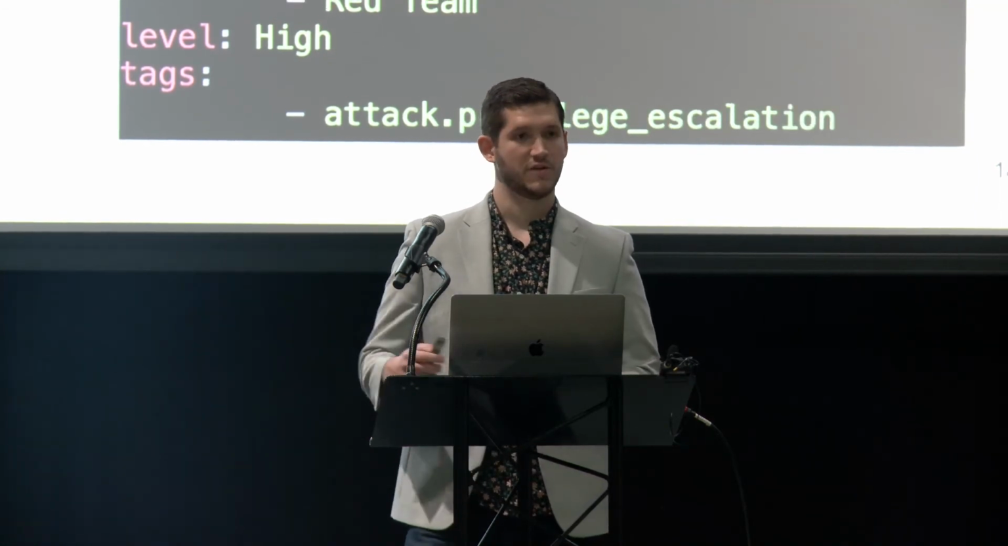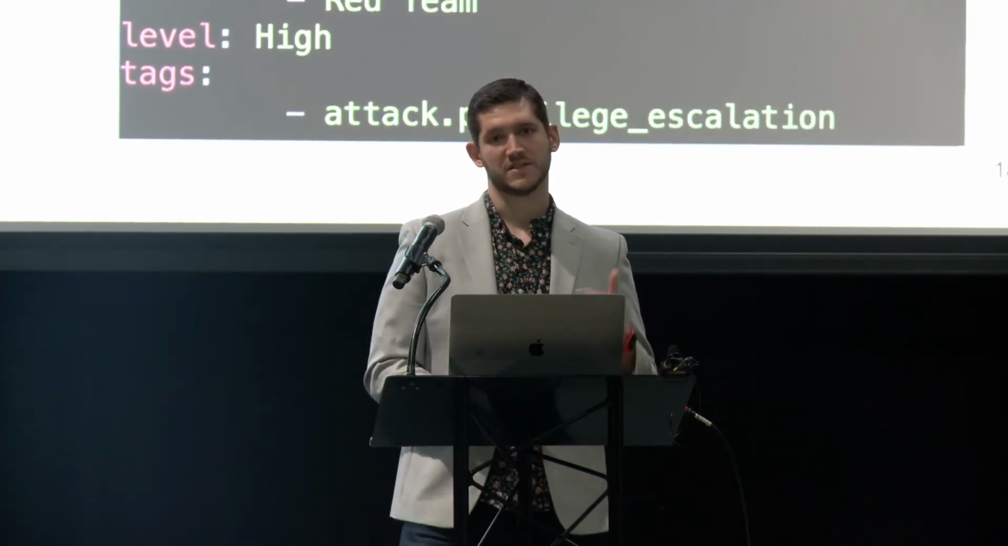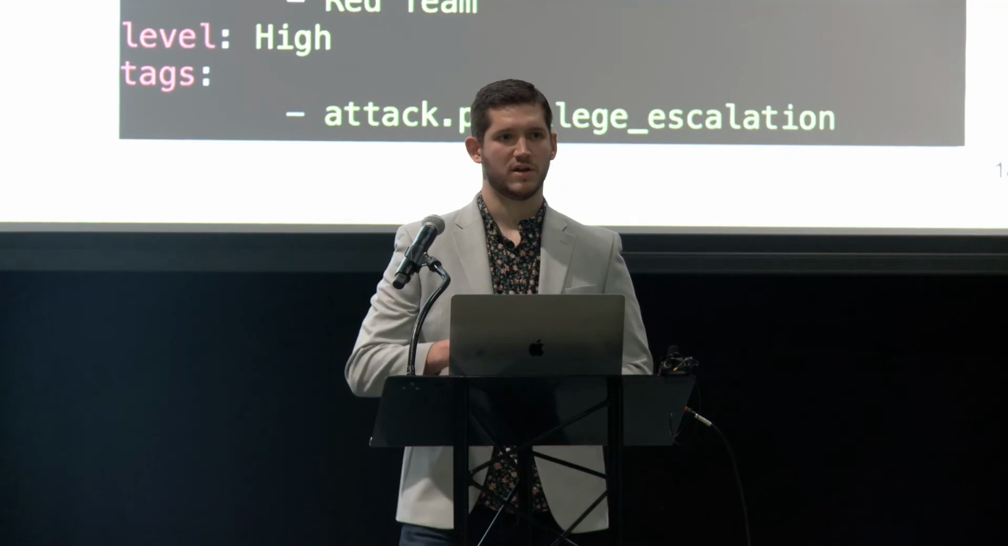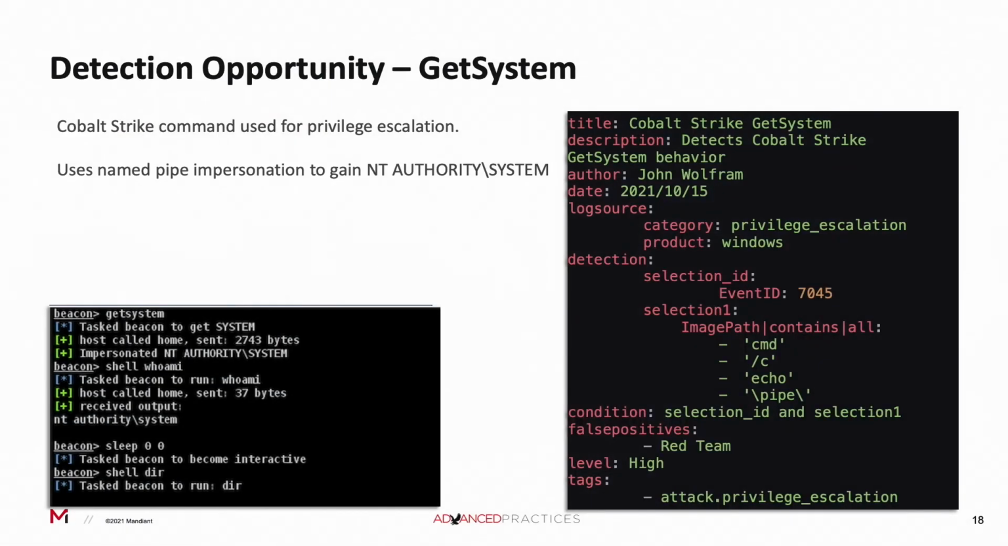Moving into another detection opportunity, we're going to talk about GetSystem. GetSystem is one of the common ways that you can use Beacon to get privilege escalation on an endpoint. It uses named pipe impersonation to get NT AUTHORITY. What you can see here on the bottom left is another example of what that actually looks like when you run GetSystem. We task the system to run GetSystem. It does its named pipe impersonation. We run a whoami. Who are we? We're NT AUTHORITY\SYSTEM. So awesome. How do we detect that?